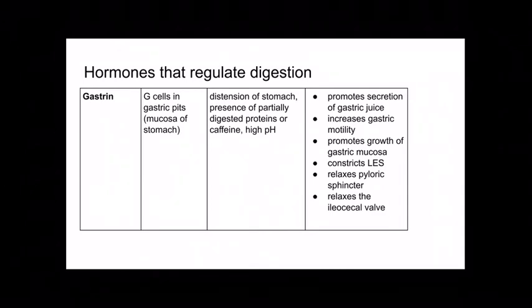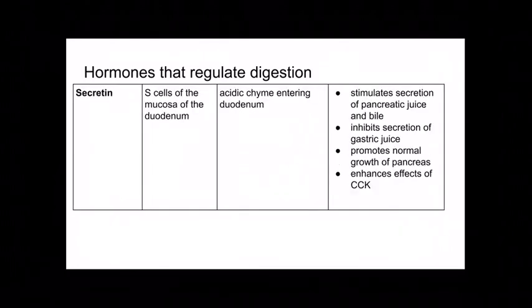Gastrin also relaxes the pyloric sphincter, so as things get digested enough to leave the stomach and move on to the small intestine, that pyloric sphincter will start to relax so that we can move things on to the small intestine. And it also relaxes the ileocecal valve, because this is that connection between the small intestine and the large intestine, that if food is in the stomach, then that means the small intestine needs to empty to get ready to receive the food that's in the stomach, so it's going to relax the ileocecal valve to empty out the small intestine and fill up the large intestine. So that is gastrin. Let's look at our next one, secretin.